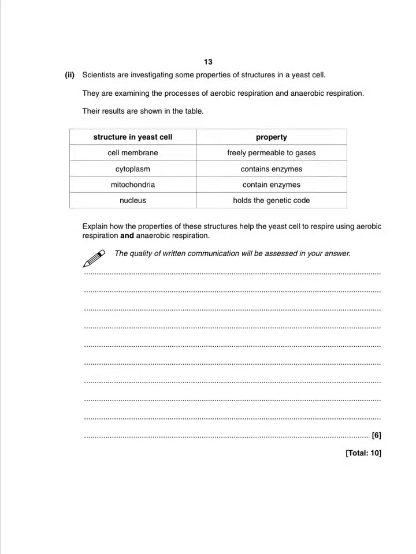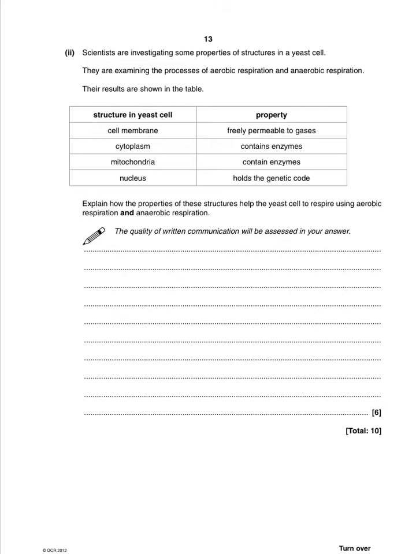Right, and next. So, our second 6-marker. Scientists are investigating some properties of structures in a yeast cell. They're examining the process of aerobic respiration and anaerobic respiration, and the results are shown in the table. So we've got some organelles: cell membrane, cytoplasm, mitochondria, nucleus, and property, and then we've got several properties. And it says explain how the properties of these structures help the yeast cell to respire using aerobic respiration and anaerobic respiration.